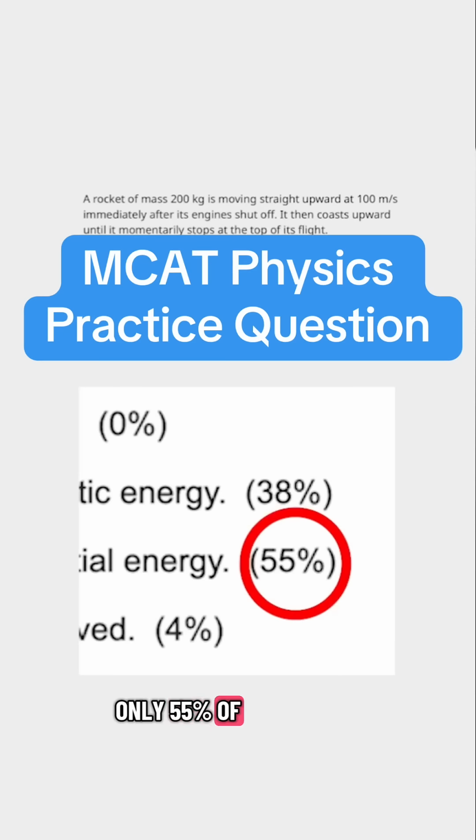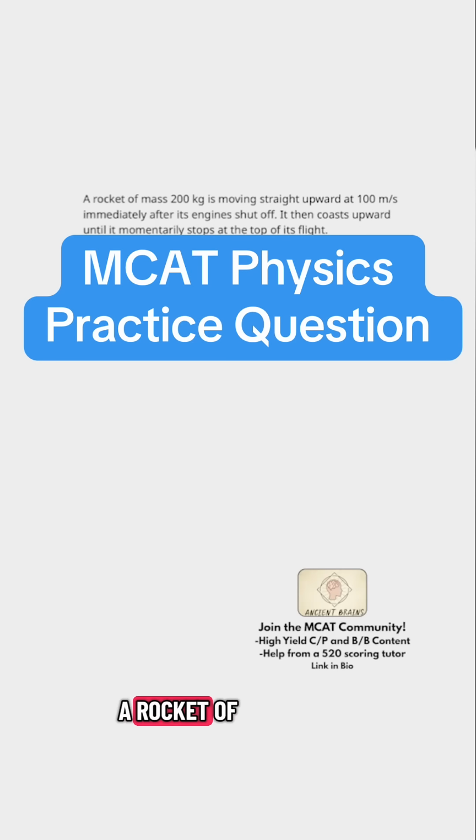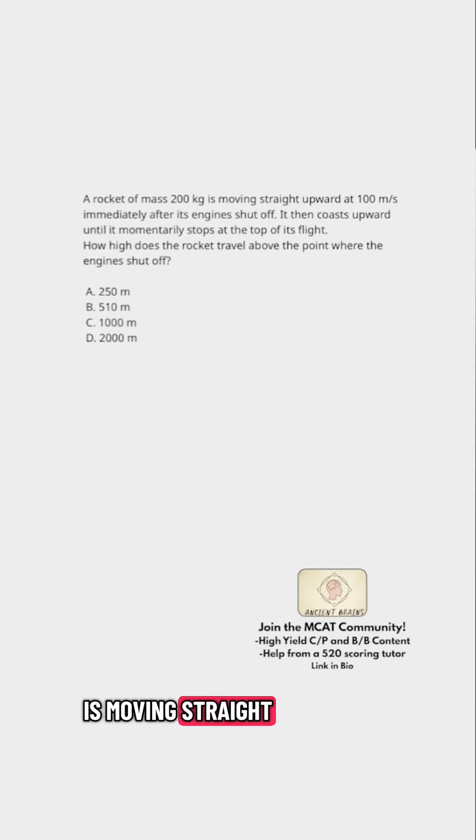Only 55% of people understand this concept, and it will probably come up on your test. A rocket of mass 200 kilograms is moving straight upwards at 100 meters per second immediately after its engine shuts off. It then coasts upwards until it momentarily stops at the top of its flight. How high does the rocket travel above the point where the engine shut off?